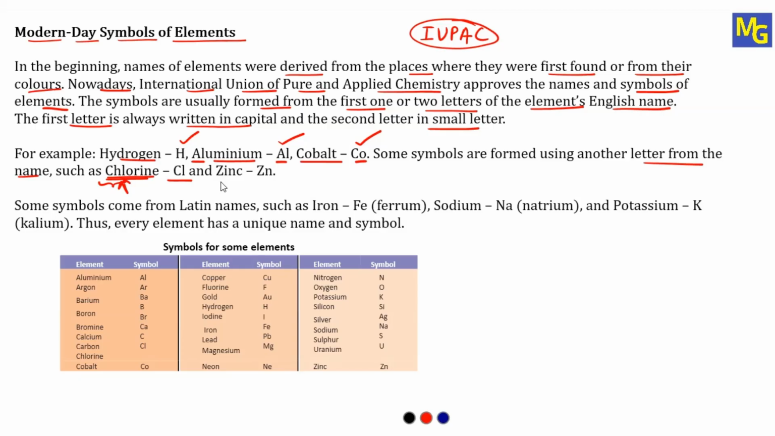Even for zinc, we are using Z, but we are not using I, we are going to use N. So the symbol is Zn, Z capital, N small. So these are some of the rules used to give symbols to the elements.